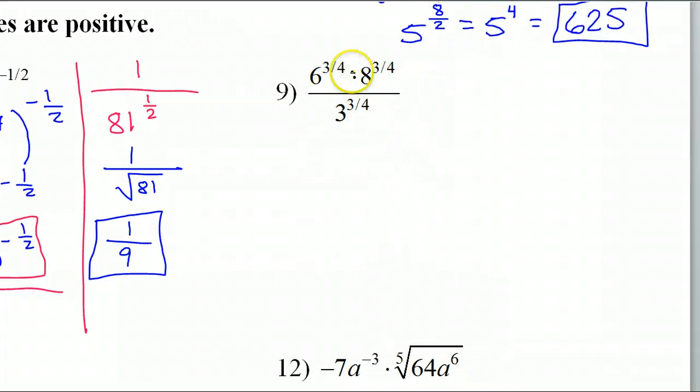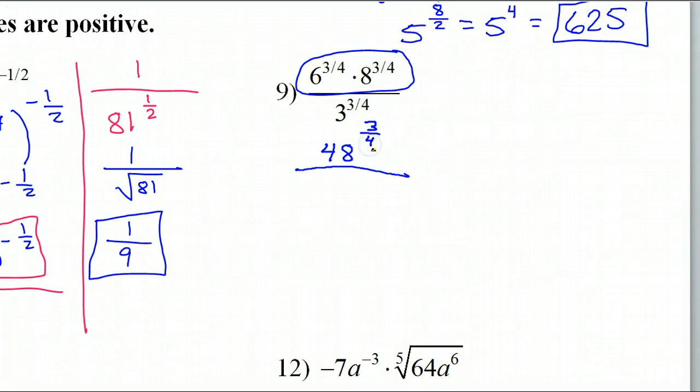As we look at number 9, I have the 6, the 3, the 8. Those are all different, but what's the same is the exponent. If the exponents are the same, you can do the multiplication and division with the bases. So let's go ahead and do the numerator first. 6 times 8 is 48, so I will have 48 to the 3/4 power. You just keep that exponent the same. So far I didn't do anything with the denominator, so it's still 3 to the 3/4 power.